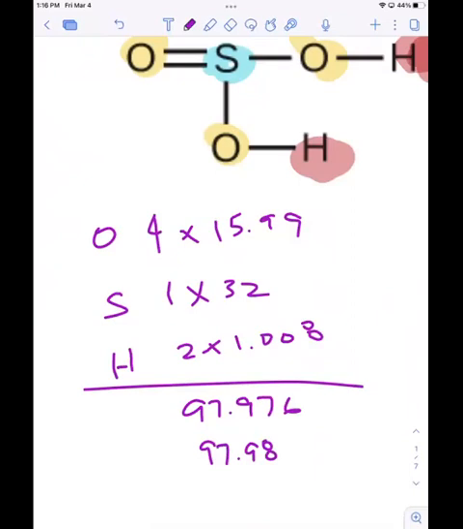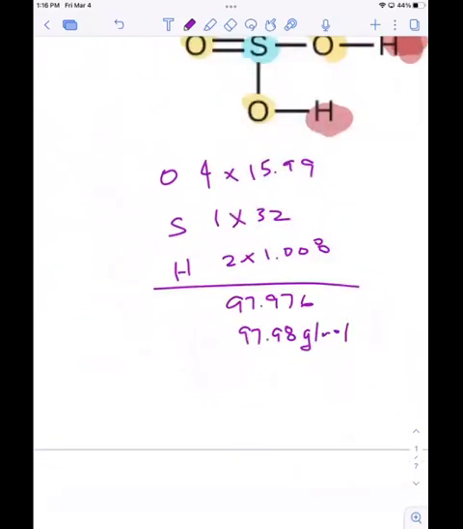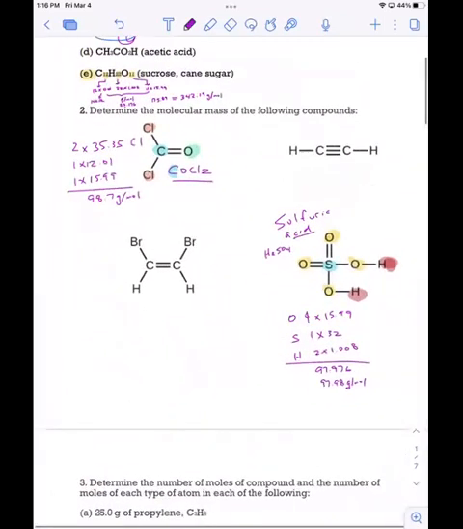Or you can round up to 98, depending on how many sig figs are required. But we'll leave it like that, 97.98. Good. All right, so that's molar mass. We've done that already. That was the first thing we covered.